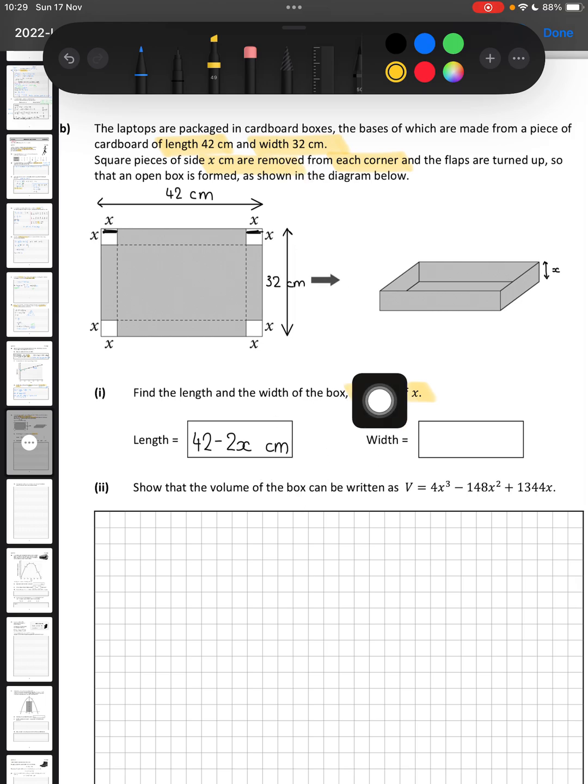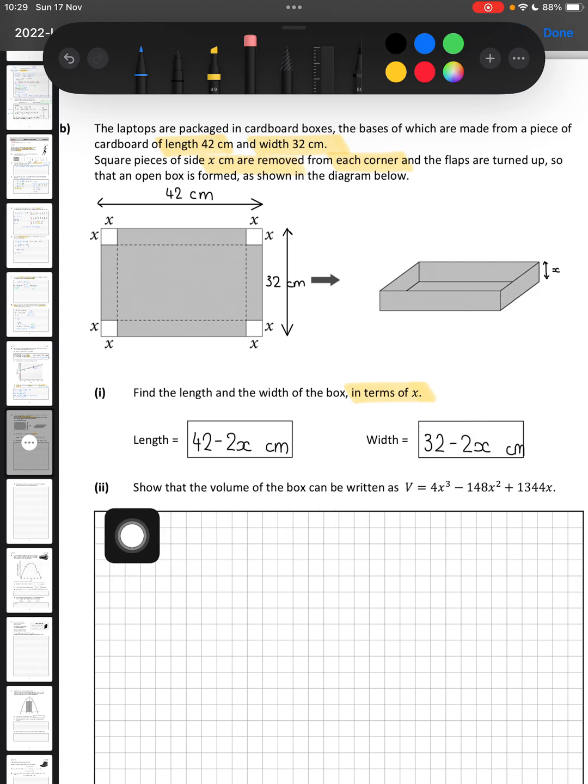And then the width likewise. So the width, the exact same thing. It was 32 centimeters. And then from that, they took away X up here and X down here. So it's 32 minus 2X, and my units again is centimeters. So that is my length and that is my width. And then the box has this height X that they had told us about. X was turned up to make the sides, so it means it has a height X.